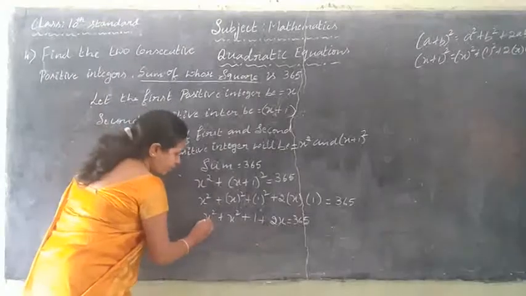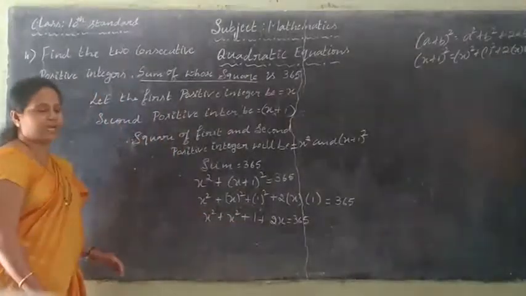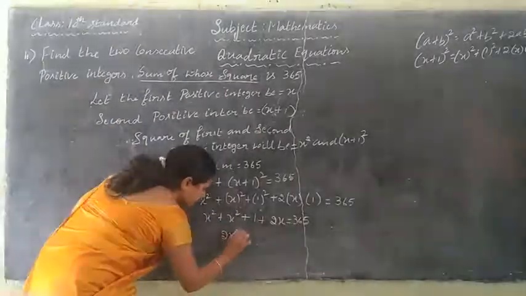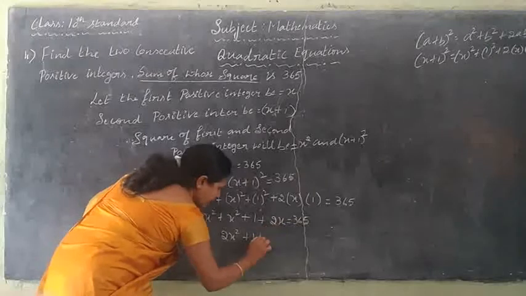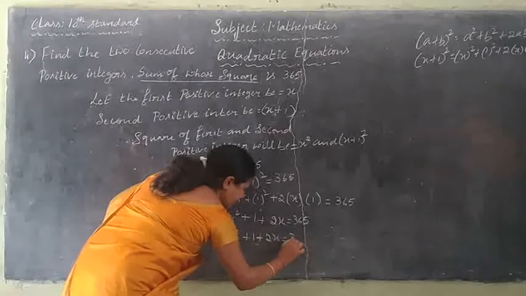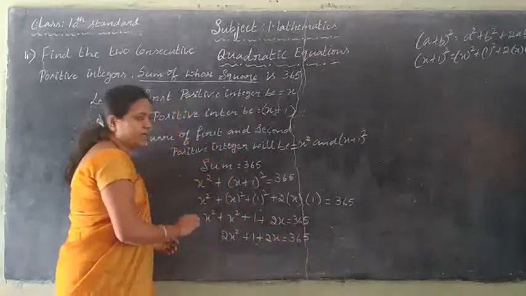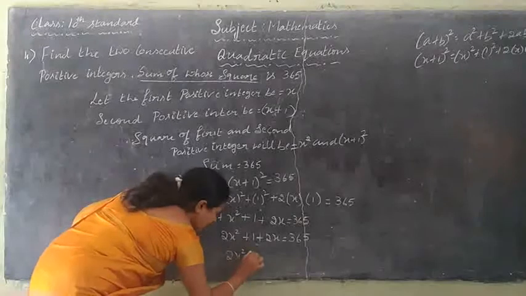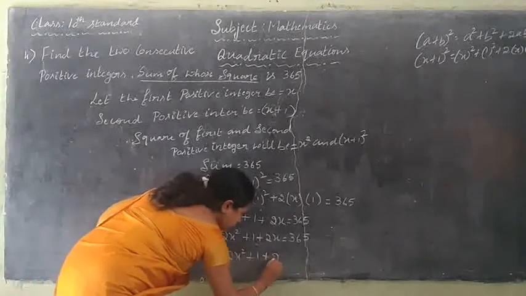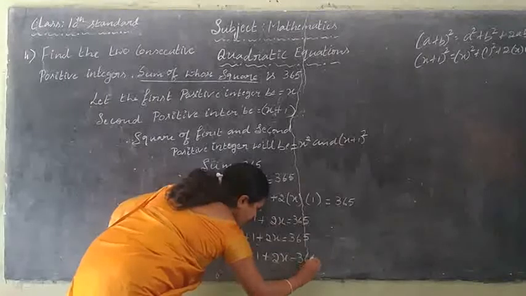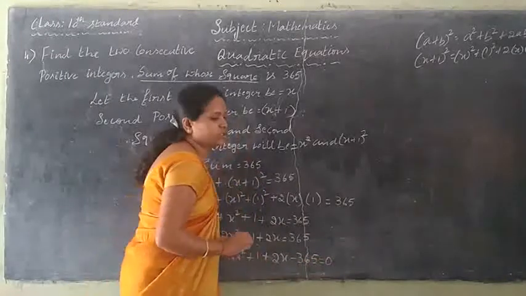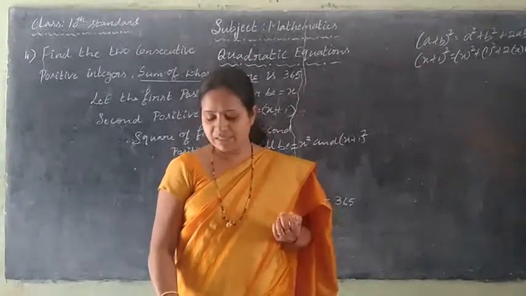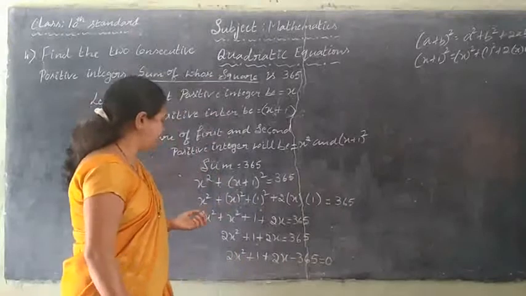Right. Next, x square plus x square. When you add x square to x square, what are you going to get? 2x square plus 1 plus 2x is equal to 365. Right. Next, transfer 365 to the left hand side, children. 2x square plus 1 plus 2x minus 365 is equal to 0. Plus 365 is there, and when you transfer, it will become minus 365, isn't it? Okay.